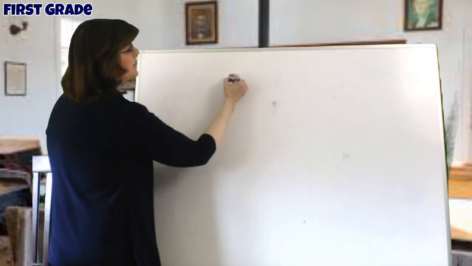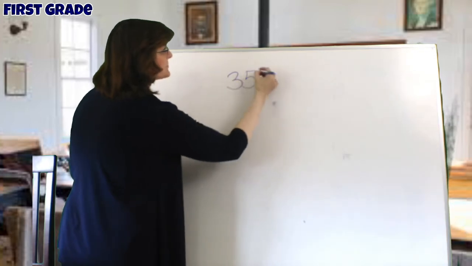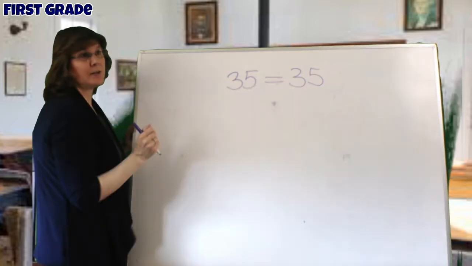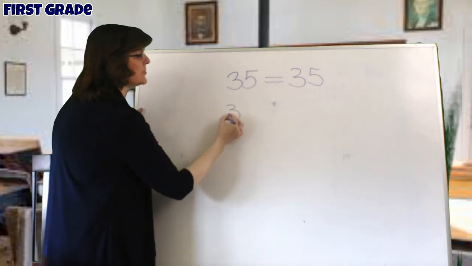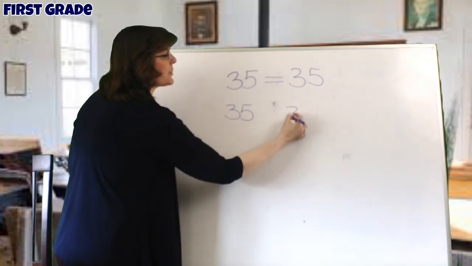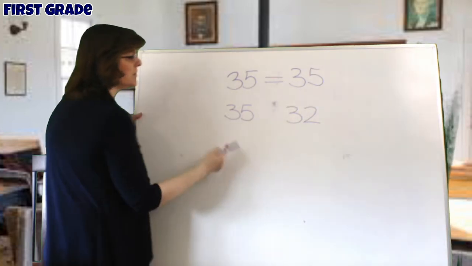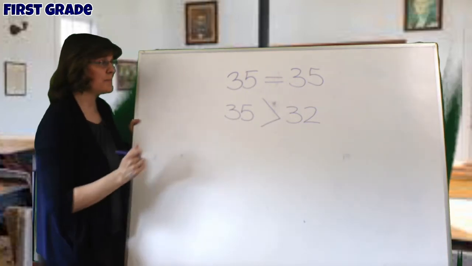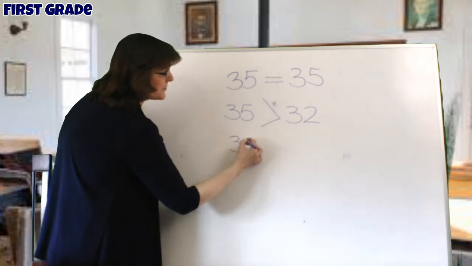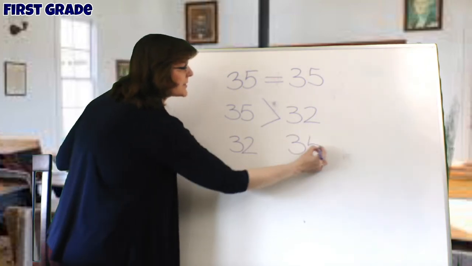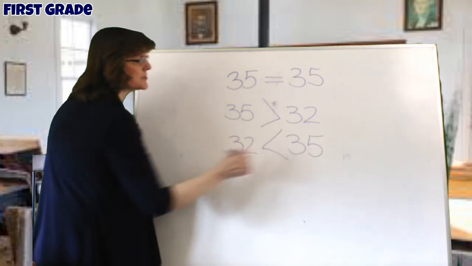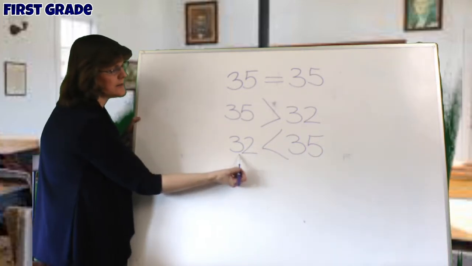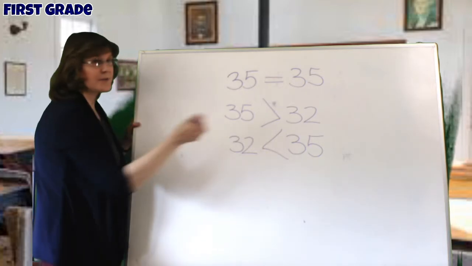So if I had the number 35 here, and I had 35 here, well, I would use my symbol equal. But let's say I have 35 over here and 32 here. Well, we know 35 is a greater number. The mouth wants to eat the greater number. But if I put 32 over here and 35 over here, well, now the mouth is going to turn the other way to eat the greater number. So we call this one less than. This is less than this number. And this one is greater than.